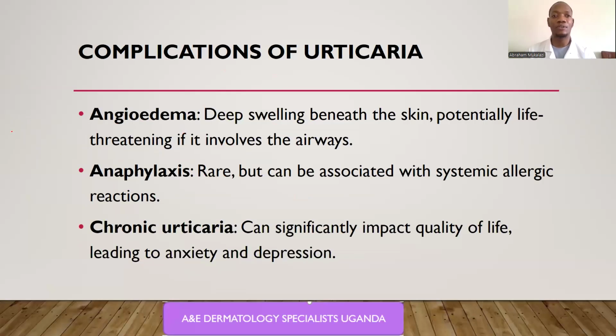So what can complicate urticaria? Urticaria can be complicated by angioedema, where you have subcutaneous tissue swelling, which can threaten the airway or result in airway compromise. Then you can also have anaphylaxis. This is a little bit rare, but for people who are very sensitive and allergic, you can end up with systemic allergic reactions, which can even end up in the ICU.